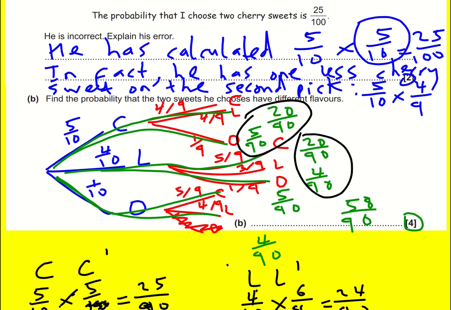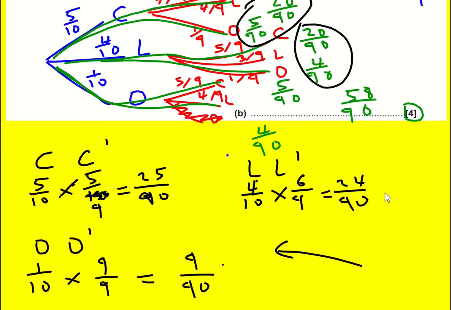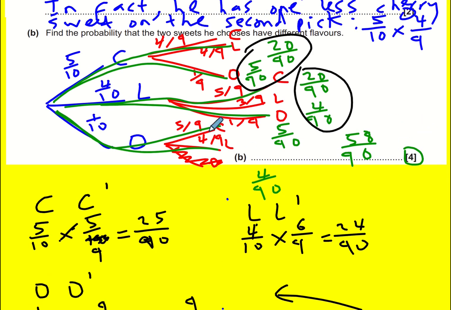Whichever method you are happy with, go for it. Later questions you'll get major advantages from this, so that's why I do particularly talk about it. But yeah, 58/90 is the answer.